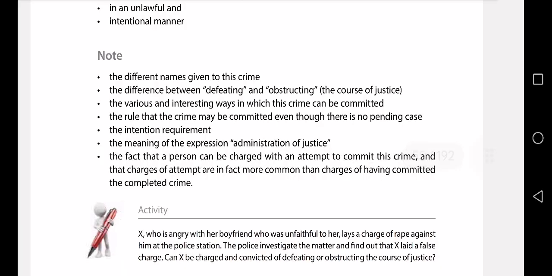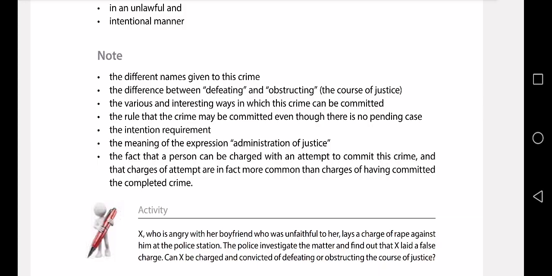Note the different names given to this crime, the difference between defeating and obstructing the cause of justice. The various interesting ways in which this crime can be committed. The rule that the crime may be committed even though there is no pending case. The intention requirement. The meaning of the expression administration of justice.